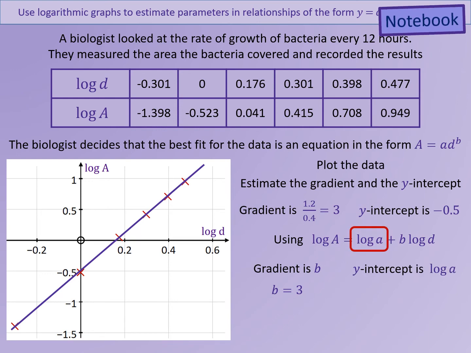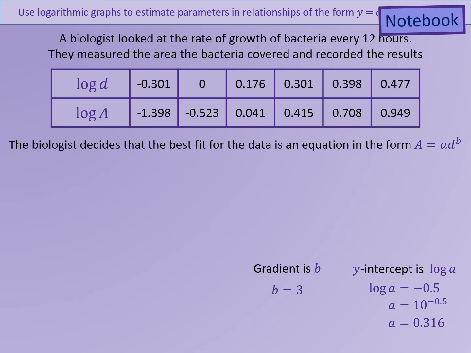My second value, which is the y-intercept, is represented on my straight line form as log to base 10 of a. So log to base 10 of a is going to equal minus 0.5 because that's the y-intercept on my straight line graph. And if I now use my conversion to find the value of a, it works out that a is equal to 10 to the power of minus 0.5. So I get a value for a of 0.316.